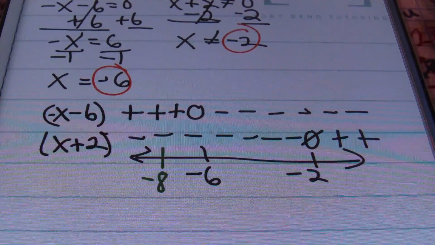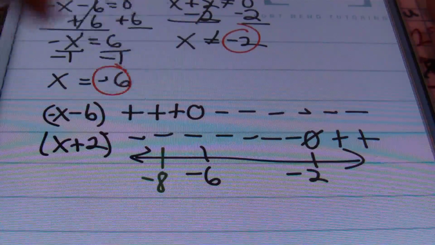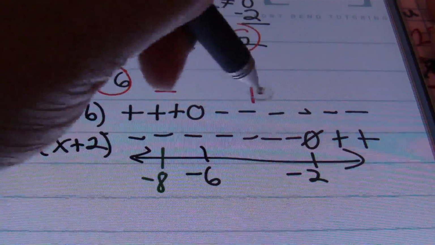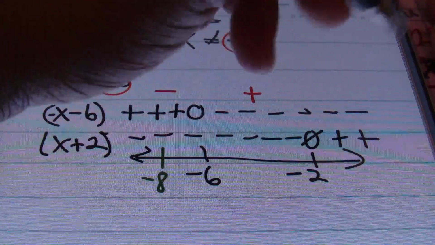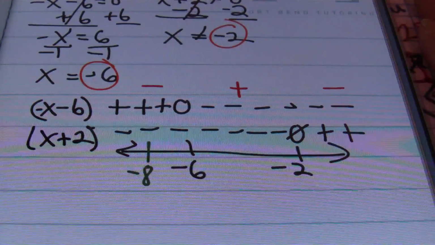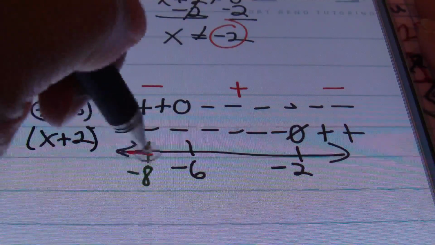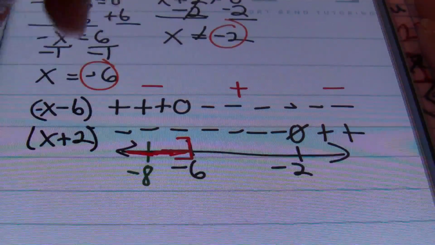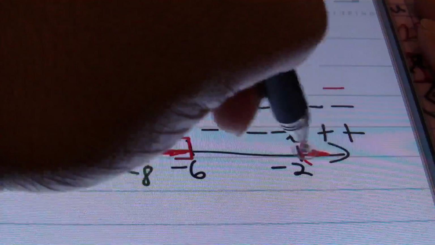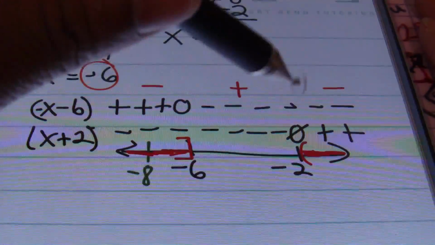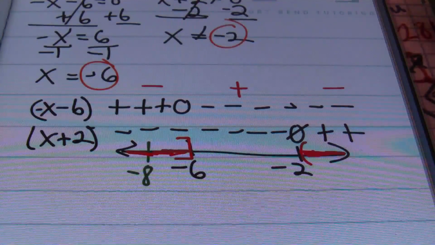So here on my sign chart, I know that a positive divided by a negative is a negative. I know that a negative divided by a negative is a positive result, and a negative divided by a positive is a negative result. So that means that my solution will be found from negative infinity to negative 6, including negative 6, because it can equal 0, and it'll be from negative 2, not including negative 2, to positive infinity. The reason why you're not including negative 2 is because it makes the original inequality undefined.